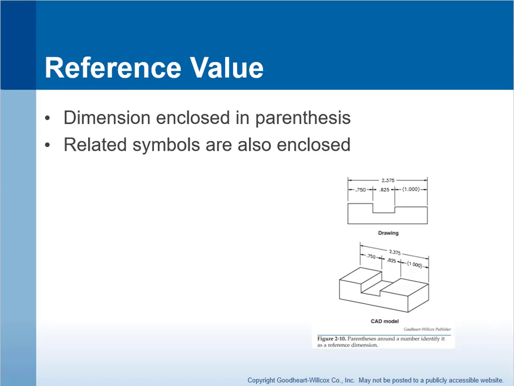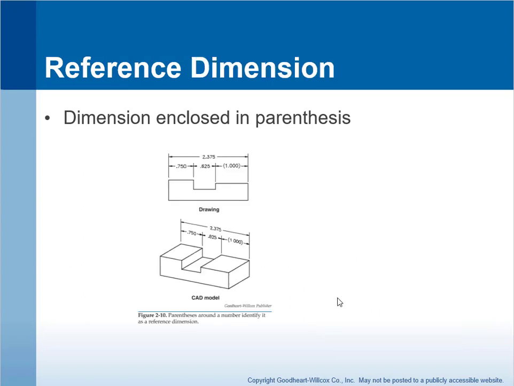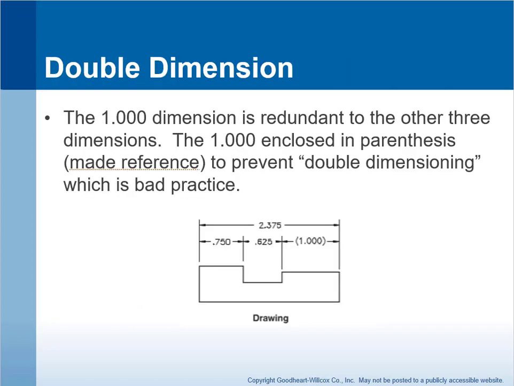Now, what do I mean by over-constrained? Okay. So in this case, we have the 2.375 has a tolerance, the 0.750 has a tolerance, and the 0.625 has a tolerance. So in no way, shape, or form should we put tolerances on all 4 of these dimensions. We only put tolerances on 3 of the dimensions, and then this one here, the reference dimension, is allowed to be whatever the culmination of the other dimensions adds up to be. Okay, so if we didn't enclose that one in parentheses, we are committing a violation called double dimension.